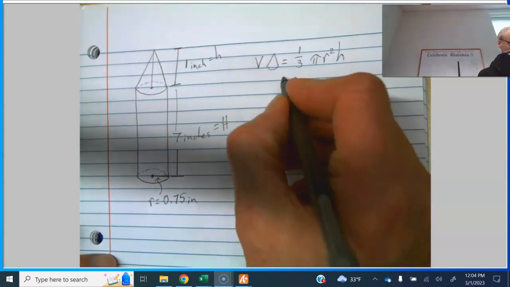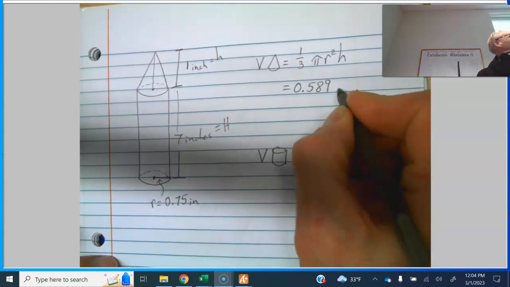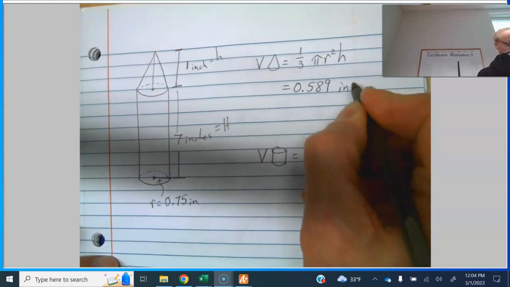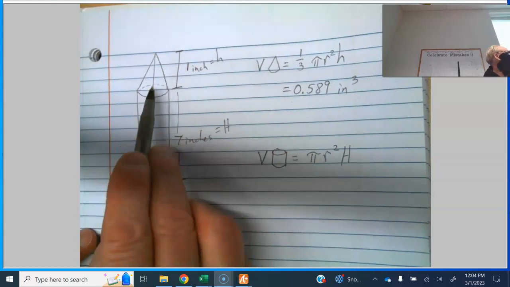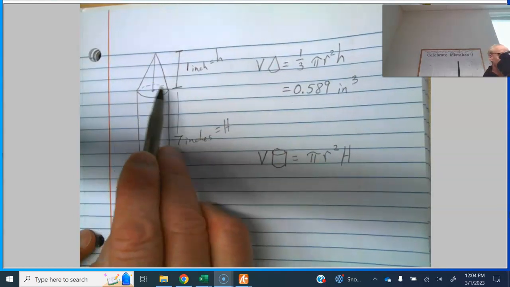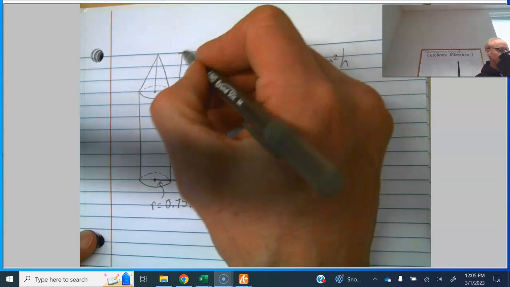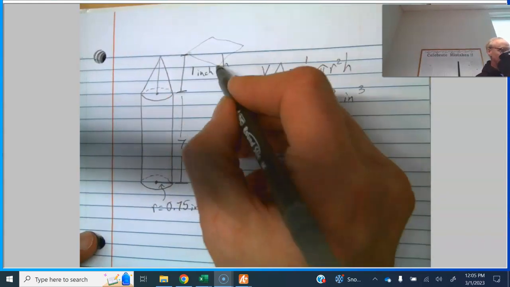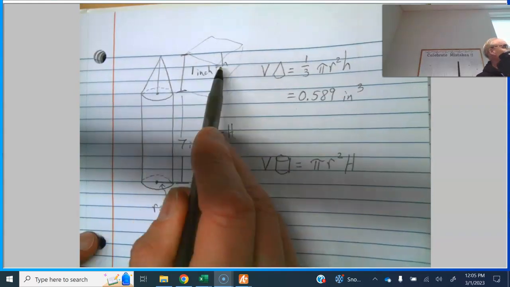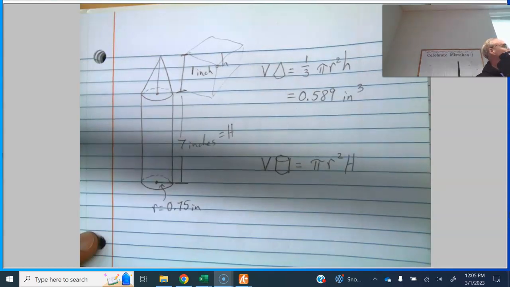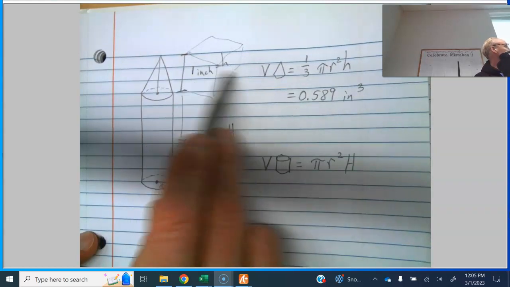What is this anyway? 0.589 candles? Inches, cubic inches, yeah. And it sort of makes sense. If this thing is only 1 inch high and it's a cone, it's not going to take up 1 full cubic inch, because 1 cubic inch would look like this, wouldn't it? Can you all see what I mean? That the cone inside of here is only going to take up a part of it. That makes sense to you guys? That it's only going to be about 0.6. It's only going to be 60% of this.